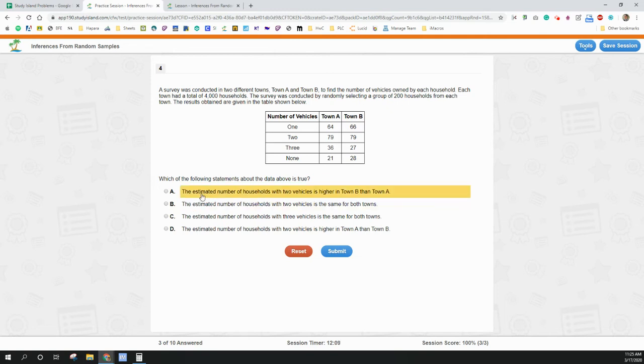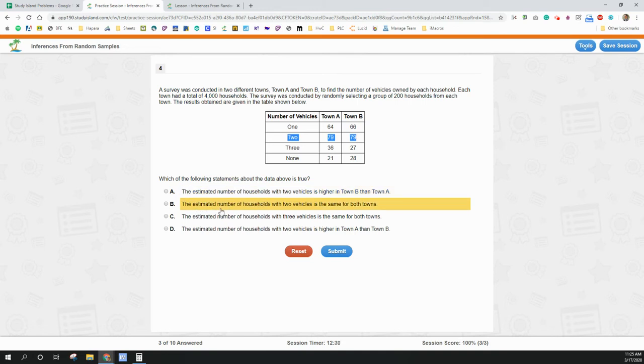So A, the estimated number of households with 2 vehicles is higher in town B than town A. Let's check that. Town B, 79. Town A, 79. They both have the same number for 2 vehicles. So would it be reasonable to say that one is higher than the other? No, it would not. So A is not our answer.